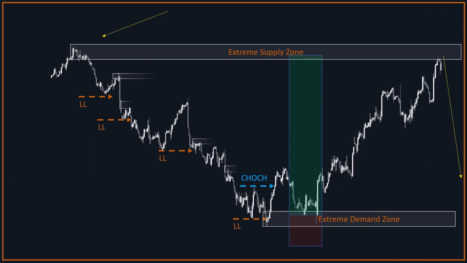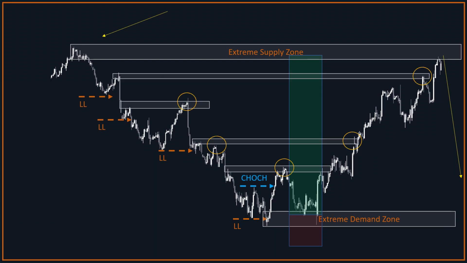Now, let's zoom in on these resistance levels down here. They're like the bouncers of the chart, stopping the price from sneaking above. Every time the price tries to break through, it gets a little tap on the shoulder, saying, "Not today, buddy." You can see the price reacting like it just got caught stealing cookies from the jar every time it touches the resistance level. Remember, the extreme supply zone is where we watch for the price to trip and fall.